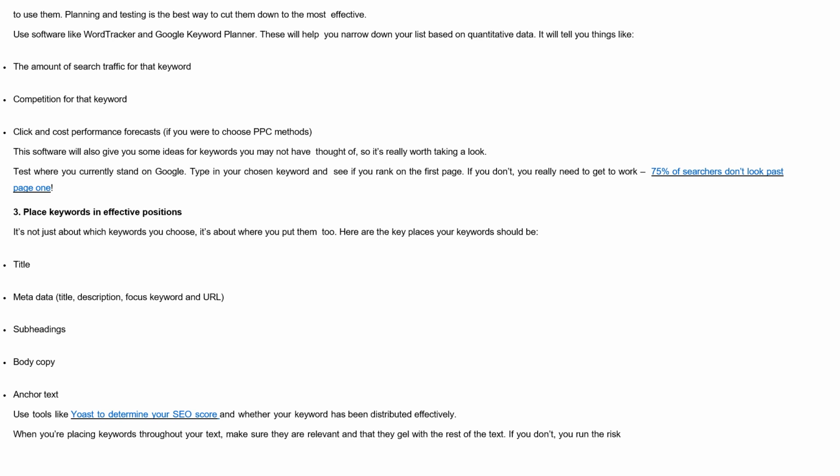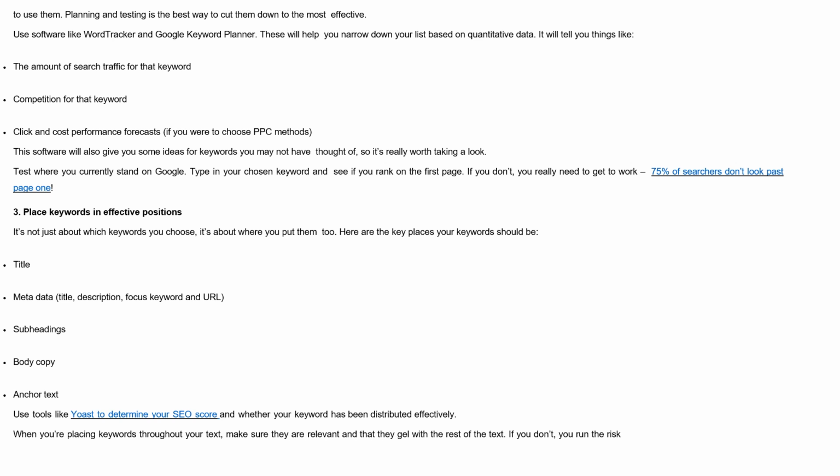It will tell you things like the amount of search traffic for that keyword, competition for that keyword, click and cost performance forecast. This software will also give you some ideas for keywords you may not have thought of, so it's really worth taking a look. Test where you currently stand on Google. Type in your chosen keywords and see if you rank on the first page. If you don't, you really need to get to work. 75% of searchers do not look past page 1.